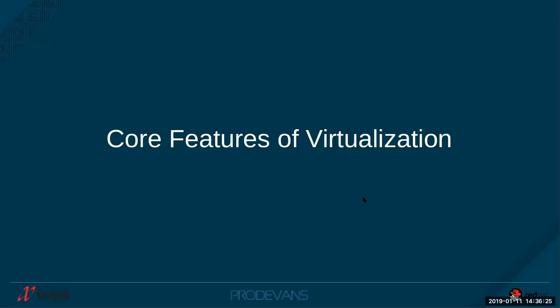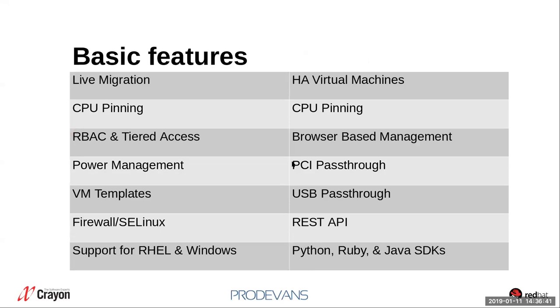So now we have discussed this architecture. After discussing it, this virtualization definitely has some features. These are the core features of Red Hat virtualization, what you can do, what it supports. You can see here live migration, HA virtual machines, CPU pinning, and RBAC. It also has a firewall, VM templates, power management, all these things.